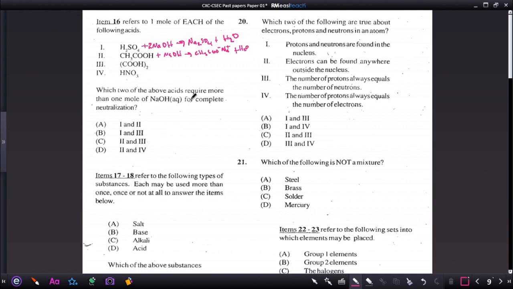For the oxalic acid, this is the structure of oxalic acid. It's like two methanoic acids combining to form oxalic acid. So you're going to release this H plus from that part of the acid and this H plus from that part of the acid, so you need 2 sodium hydroxide to pick up each of them. And nitric acid, we know that it releases 1 mole of H plus, so the answer is 1 and 3, which is B.